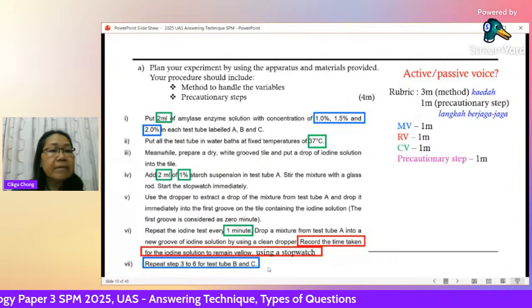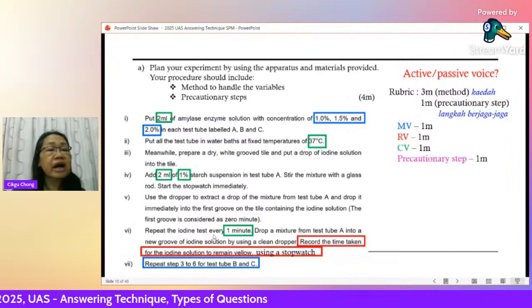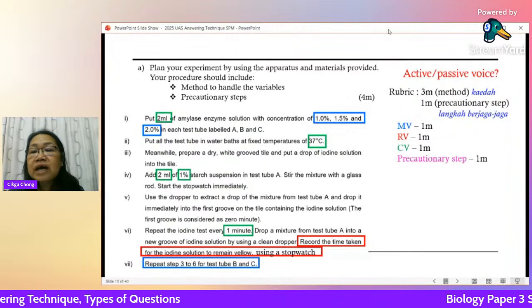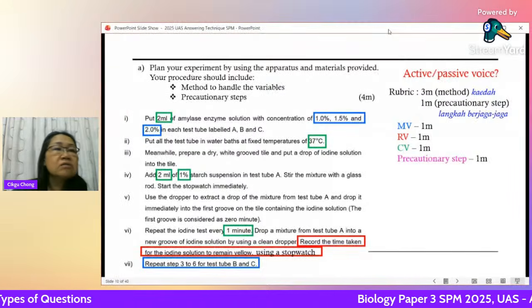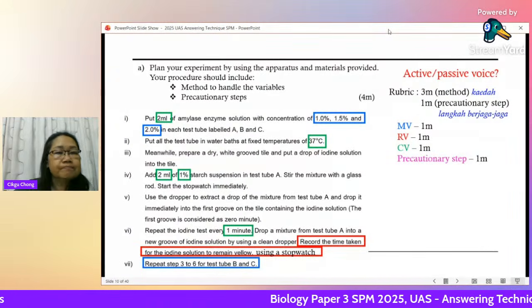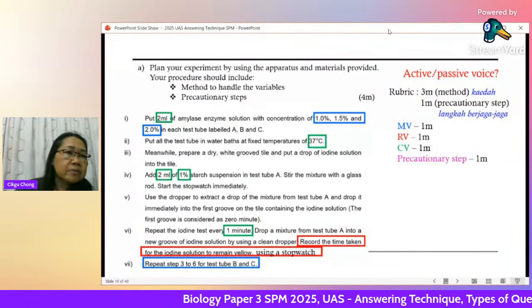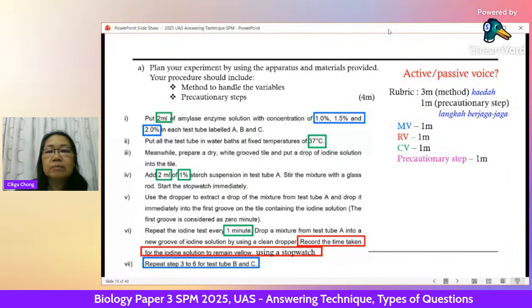1 minute is the time. Repeat the iodine test every 1 minute. The diluted water. What is diluted water? Red block. What do you mean by diluted water? Maybe you type in a bit more things so I can understand.